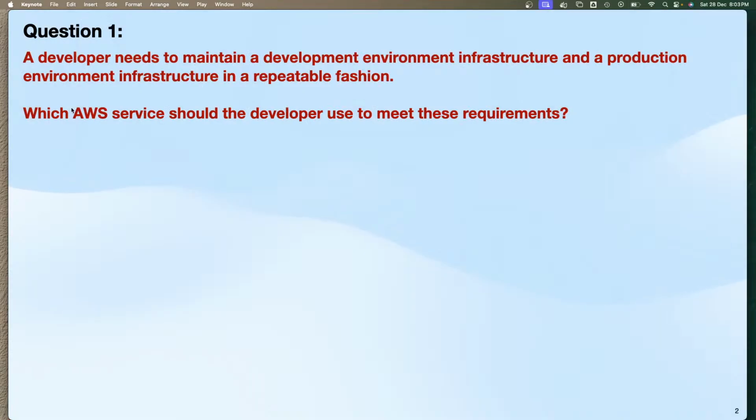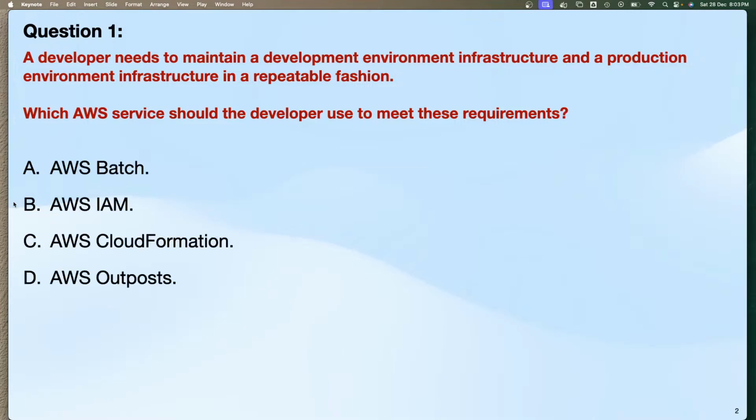So the first question: a developer needs to maintain a development environment infrastructure and a production environment infrastructure in a repeatable fashion. What AWS is looking for here is for you to understand which service the developer should use to meet these requirements. So let's see the options. AWS Batch, AWS IAM, AWS CloudFormation, AWS Outposts.